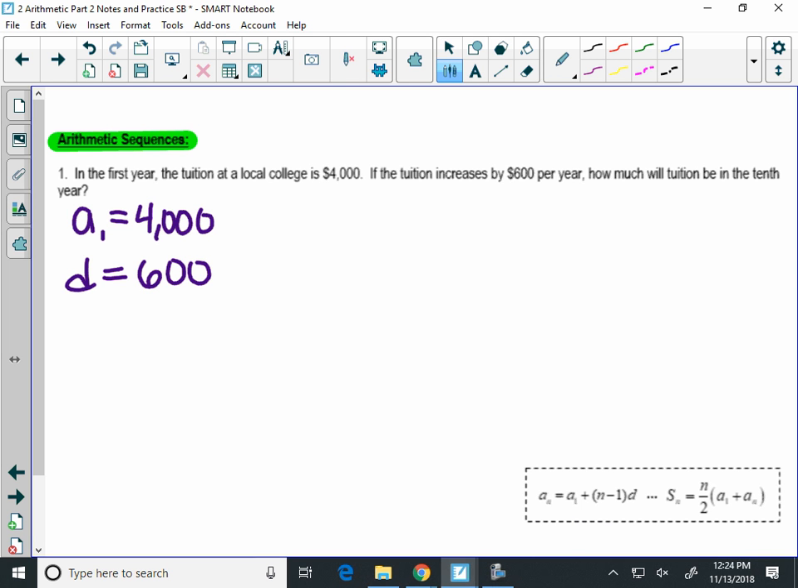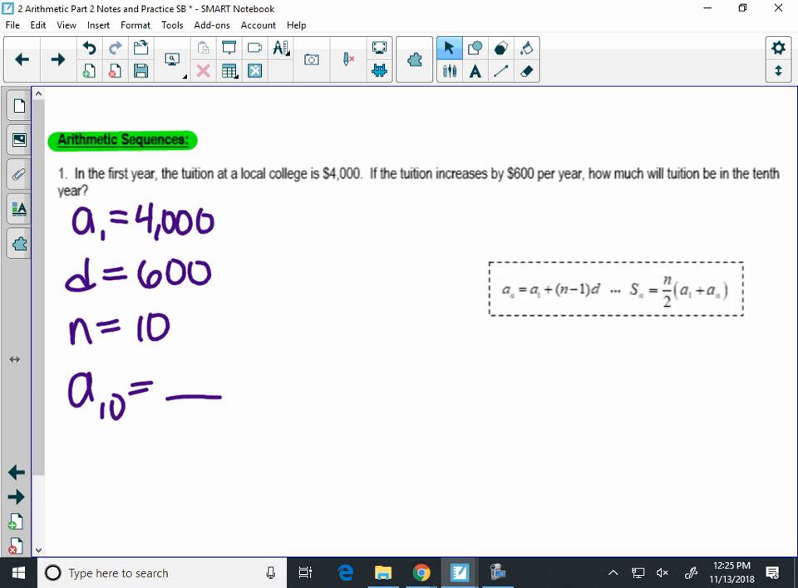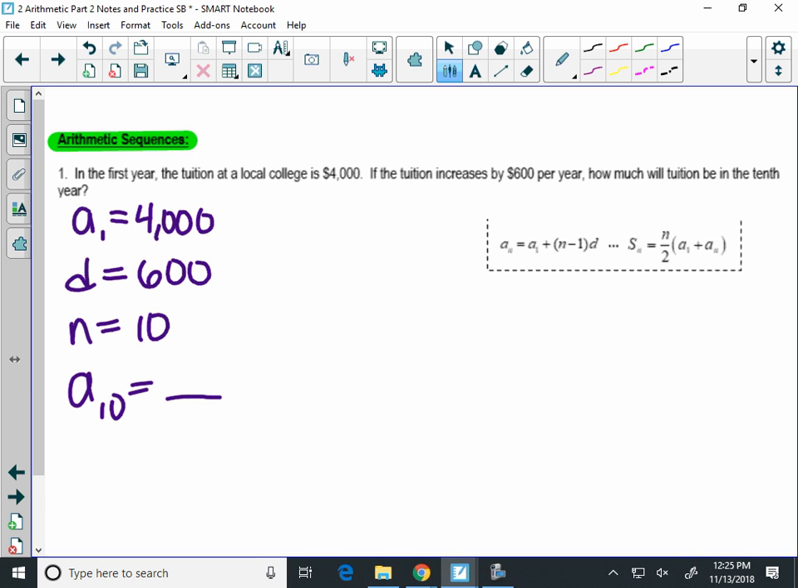How much will tuition be in the 10th year? Well, what information does that 10th year give you? N is 10. So we know N is 10. We want to find the tuition, or the term, A sub 10. So since I'm trying to find A sub 10, you're going to use the A sub N formula and just put all your information in. So we're searching for A sub 10 here. A sub 1 we said was 4,000, so we put that in for A sub 1. Plus our common difference is 600 times N, which is 10, minus 1.